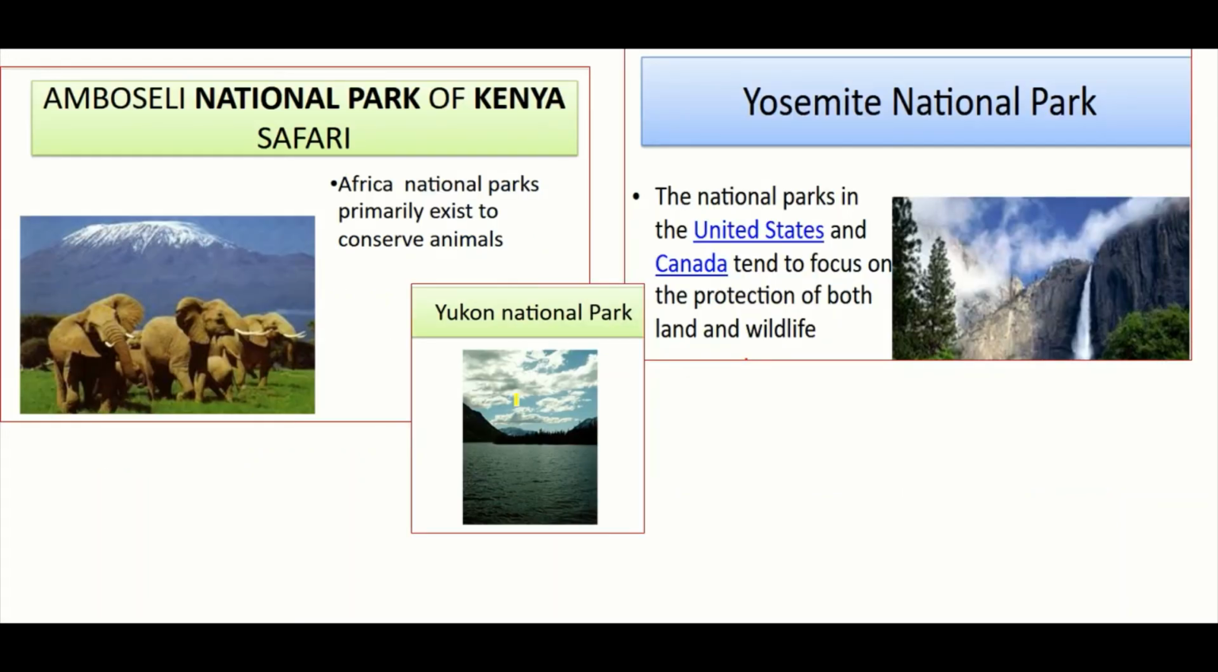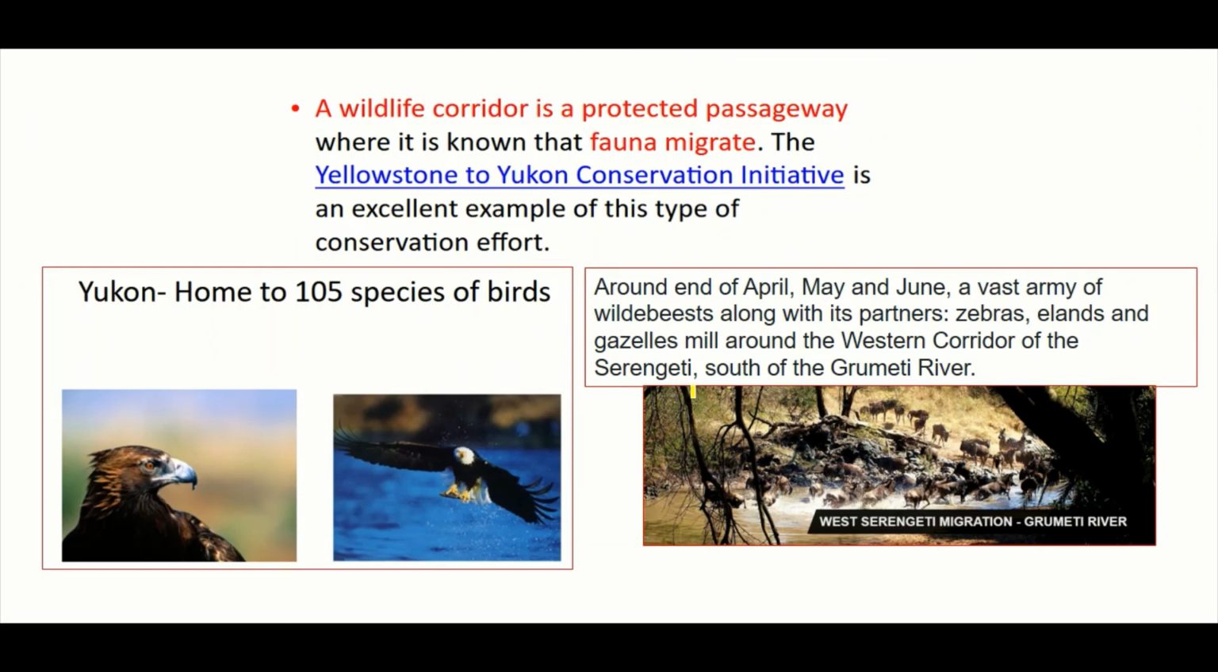For example, we have Amboseli National Park in Kenya. Then we have Yosemite National Park. And we also have Yukon National Park, which we'll also be seeing is a corridor for very many species of birds. So we have what we call a wildlife corridor, which is a protected passageway where it is known that fauna migrate, or there is movement of fauna or various species of animals.